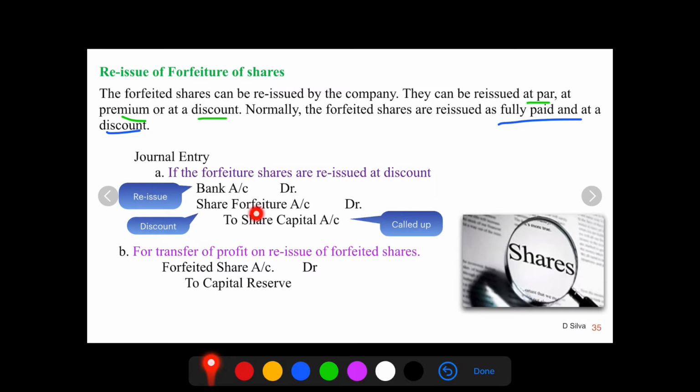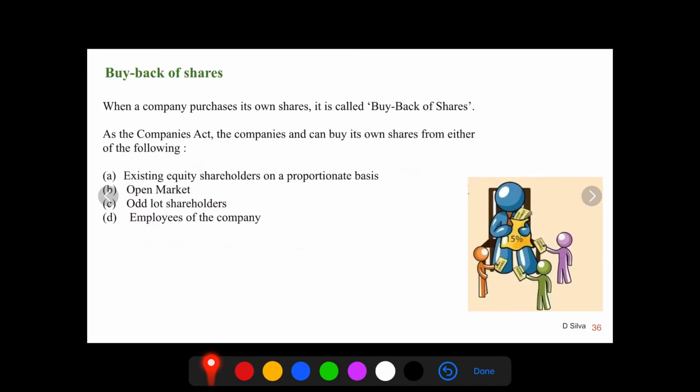And this gain is now shown in the form of forfeited share account debit to capital reserve. So capital reserve will reflect in the balance sheet of the company on the liability side under the heading reserves and surplus. Well students, the understanding of the balance sheet and all those things you will be learning in the later part of the chapters. So this takes us to the next concept.